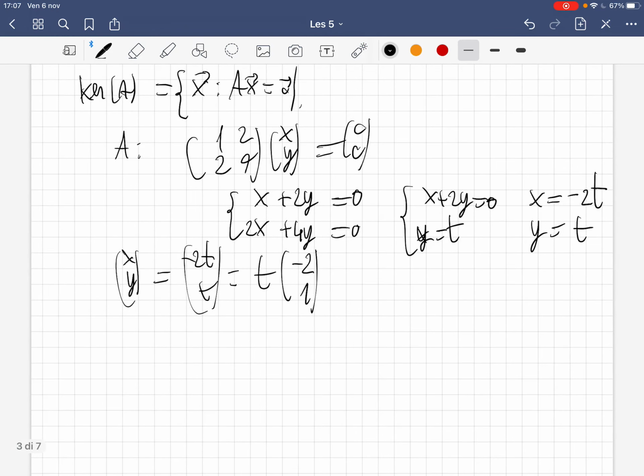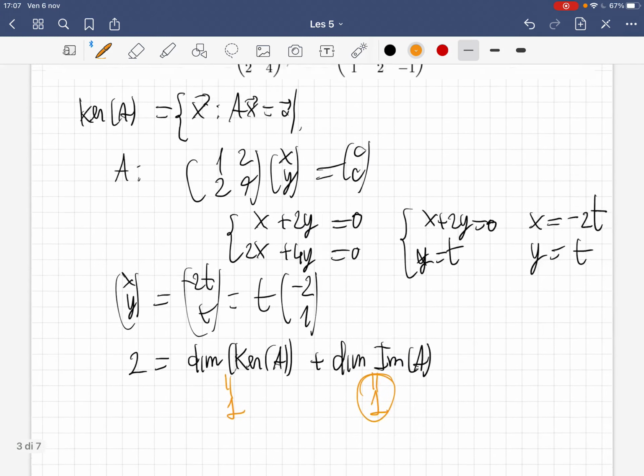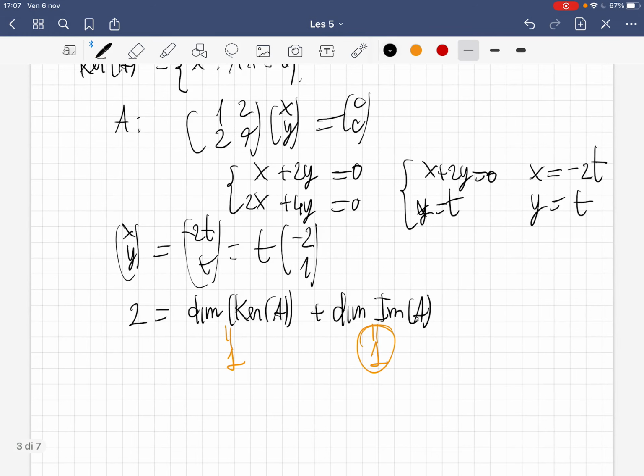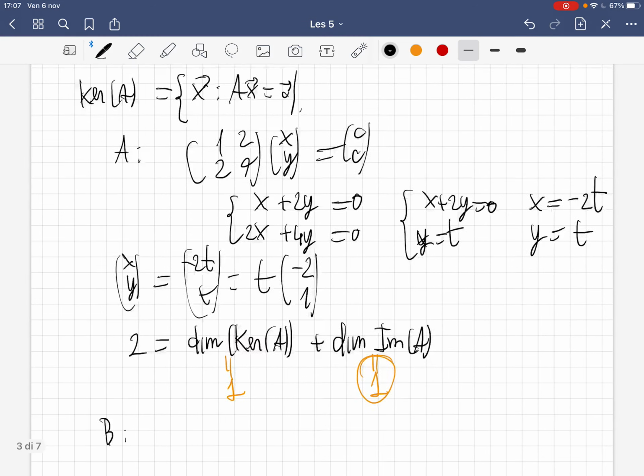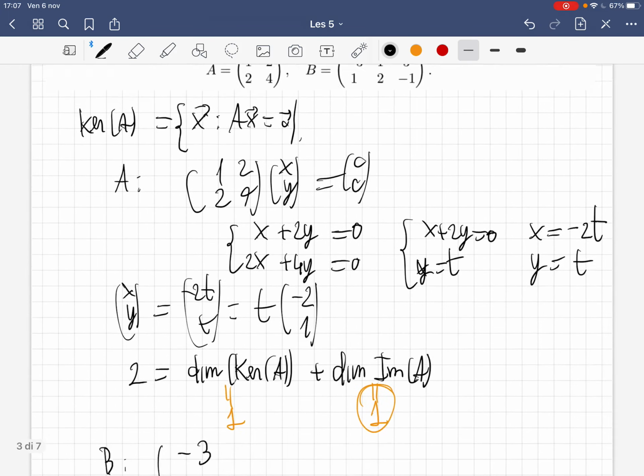And what about the dimension of the image? Then recall that you have the famous formula. So the dimension here is 1. So the dimension of the image has to be 1. That's it. And what about the second one? Same thing. Only it's a rectangular matrix, not a square matrix.